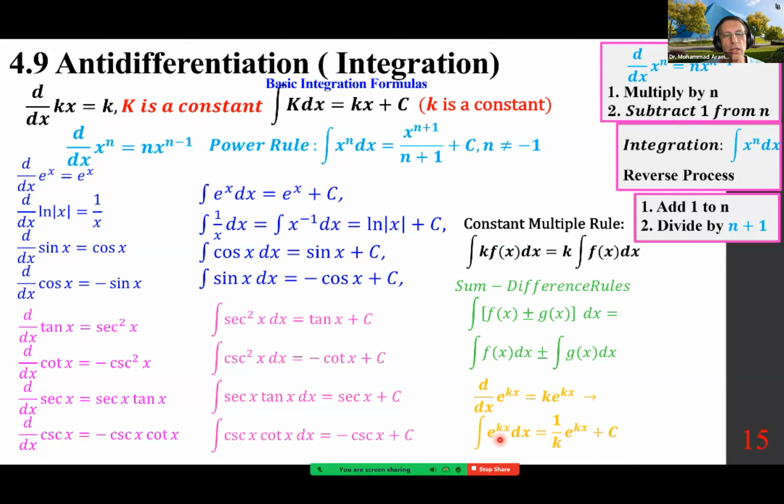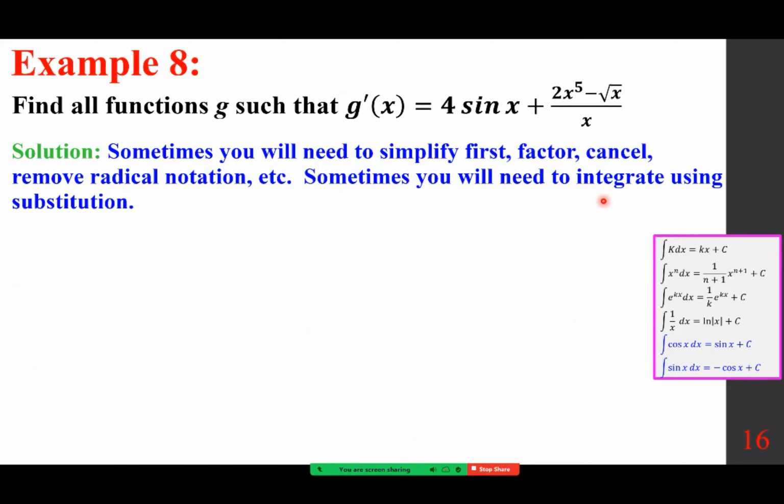Finding all functions g such that g prime is 4 sine x plus 2x to the power of 5 minus square root of x over x. What is the solution? So let's discuss the solution. Sometimes you will need to simplify first: factor, cancel, remove radical notations, etc. Sometimes you will need to integrate using substitution. This is coming up. Therefore, we are going to make up two fractions here, this one and this one.